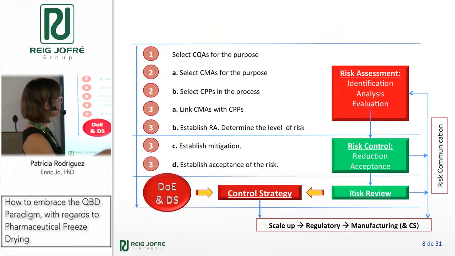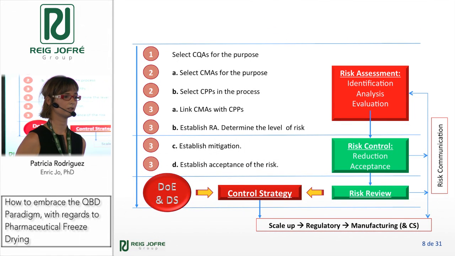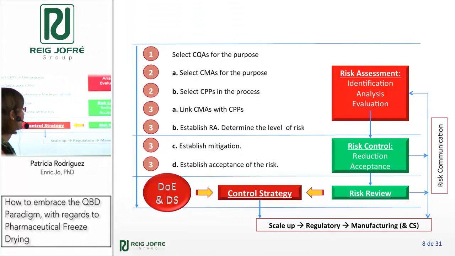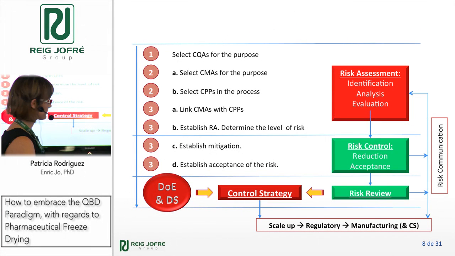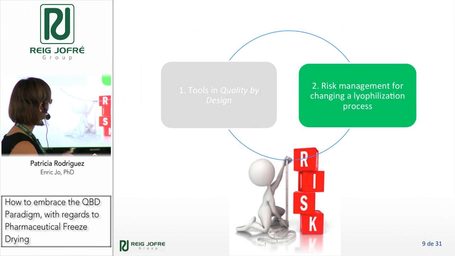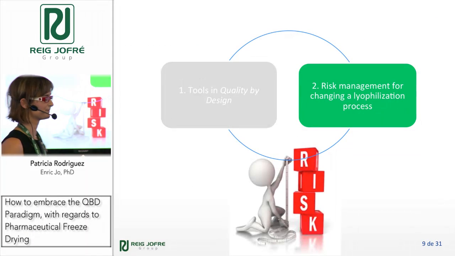Then, in the last step, we have the risk review. So if we have my design space and I apply my control strategy, I can maintain my results batch by batch in constant revision. After that, let's go to the case study.